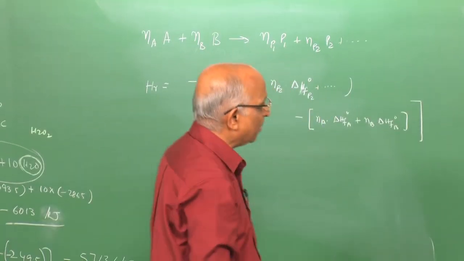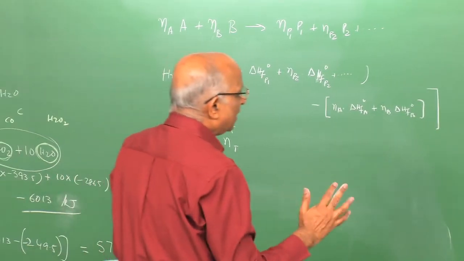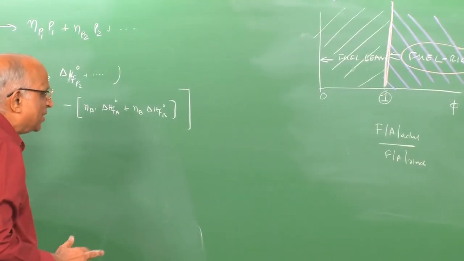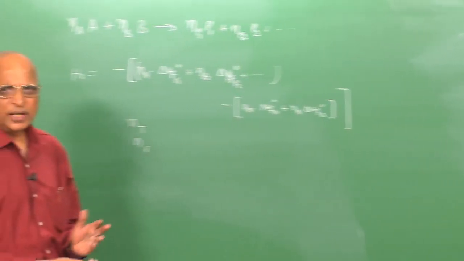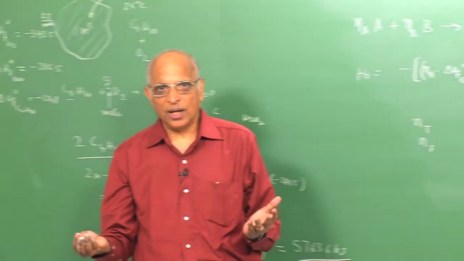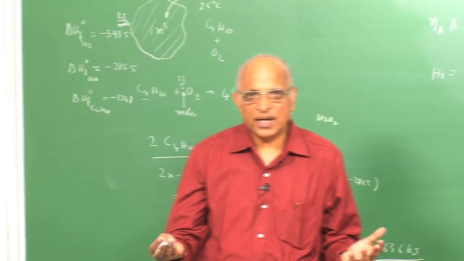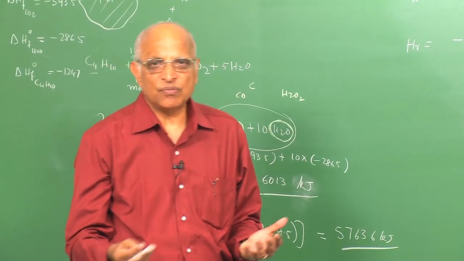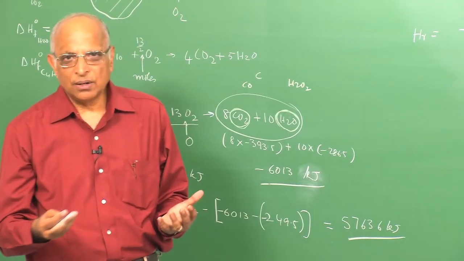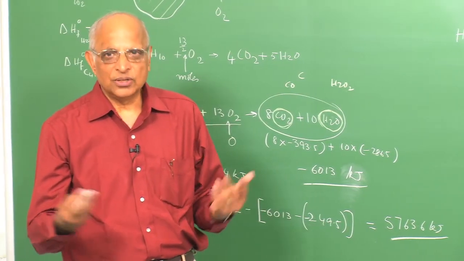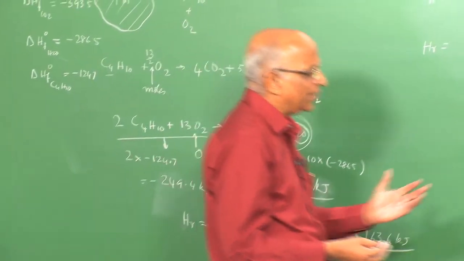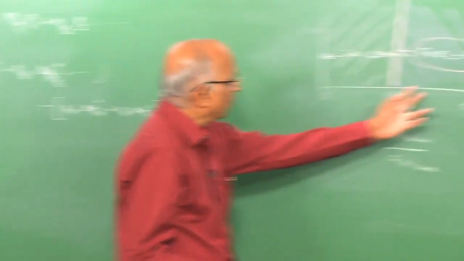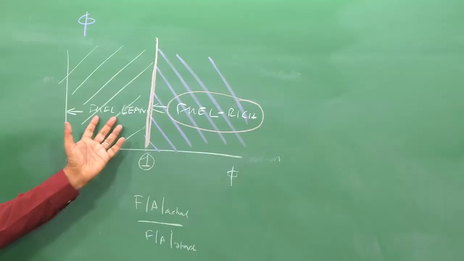Therefore, let us revisit the problem again. Let us quickly summarize, because these things are to be kept in mind. I talk in terms of a stoichiometric reaction, a fuel lean mixture, and a fuel rich mixture. These are given in terms of the equivalence ratio. If the equivalence ratio is greater than 1, it is fuel rich. If the equivalence ratio is less than 1, it is fuel lean.